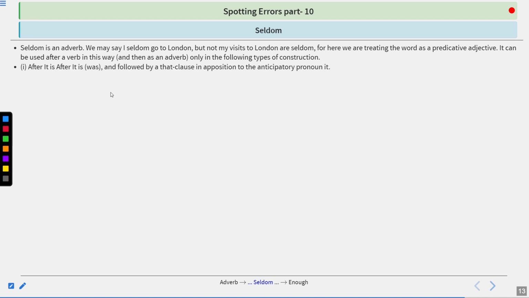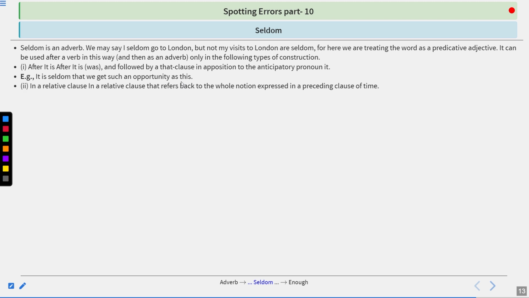After "it is" or "it was," and followed by a "that" clause in opposition to the anticipatory pronoun "it." Anticipatory pronoun, what? When it is not acting as a personal pronoun but as a dummy pronoun. "It is seldom that we get such an opportunity as this." So "it" here is not a personal pronoun, it is a dummy pronoun just used to introduce the clause that we get such an opportunity as this.